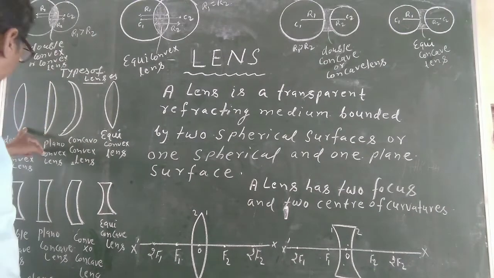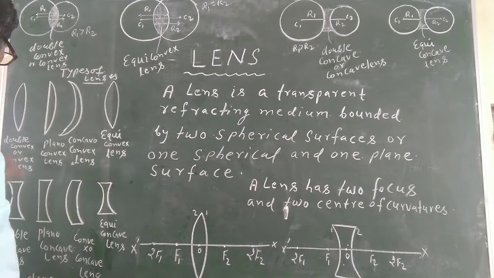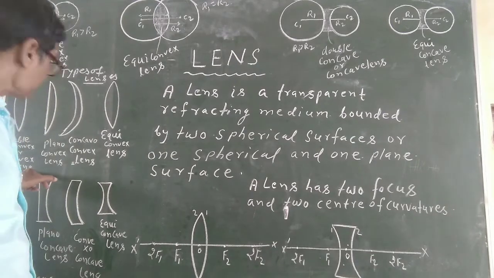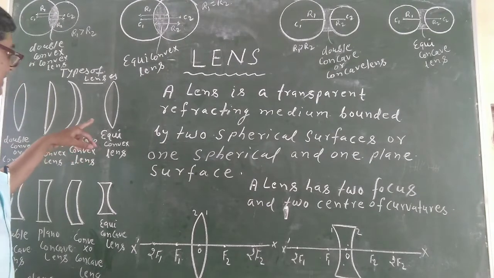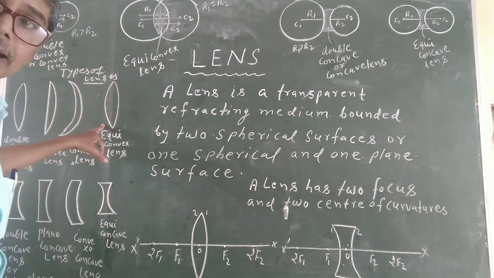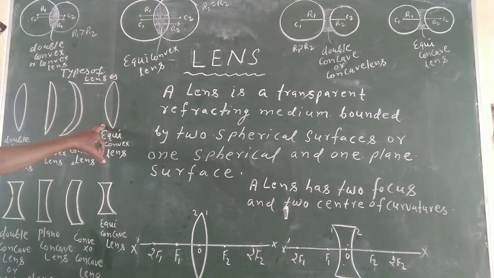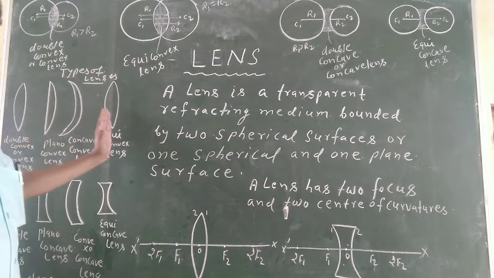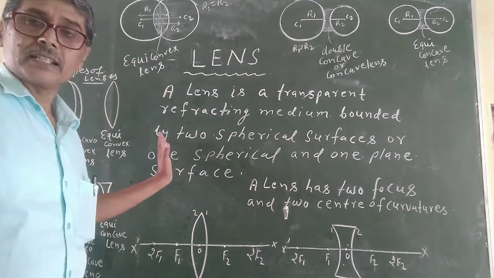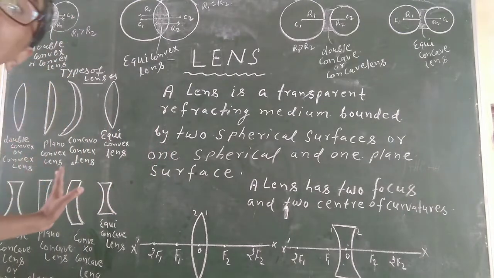This is the first type, a double convex or convex lens. This is a plano-convex lens. This is a concavo-convex lens, and this is an equiconvex lens. These lenses are the converging lenses.